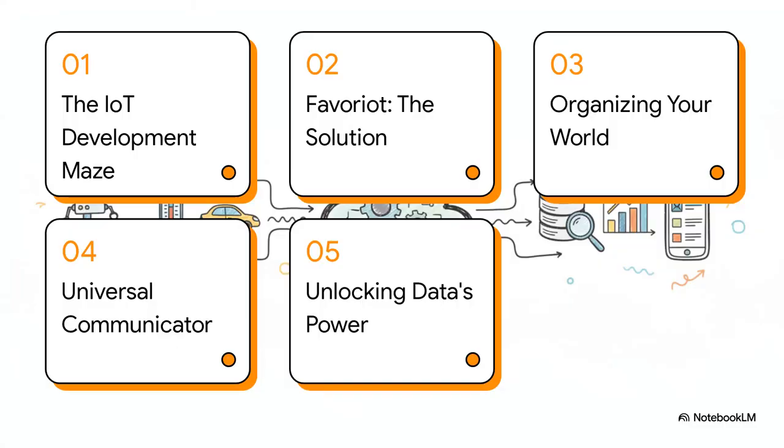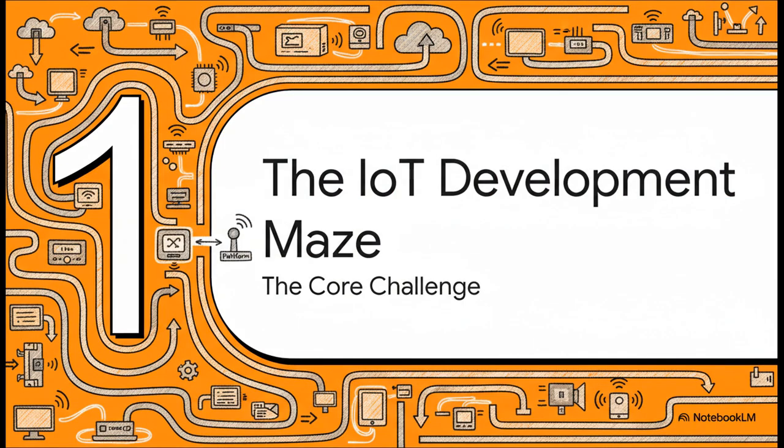Okay, so here's our game plan for navigating this. First, we'll really define what this IoT development maze is. Then, we'll introduce Favoriot as the missing piece of the puzzle. We'll see how it brings order to the chaos with its smart hierarchy, how it can talk to pretty much any device, and finally, how it turns all those raw sensor readings into some seriously powerful, actionable insights. All right, let's dive in.